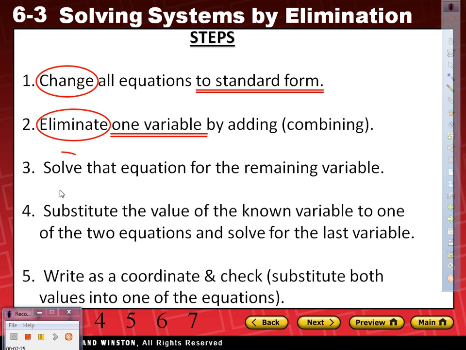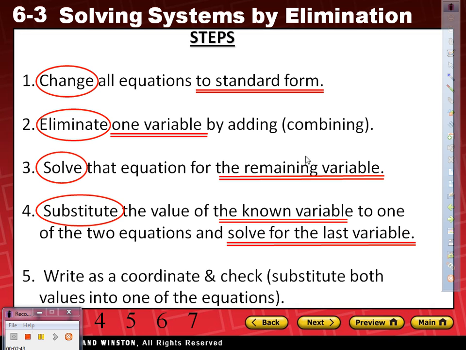Step 3, solve the equation for the remaining variable. Step 4, substitute the value of the known variable into one of the two equations and solve for the last. So we're going to substitute the known variable, which is what we got here, into one of the equations and solve for the last one. And at the end, step 5, write as a coordinate and check, which is something that we've been doing already. Okay?